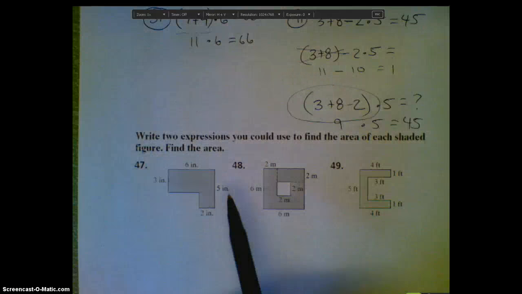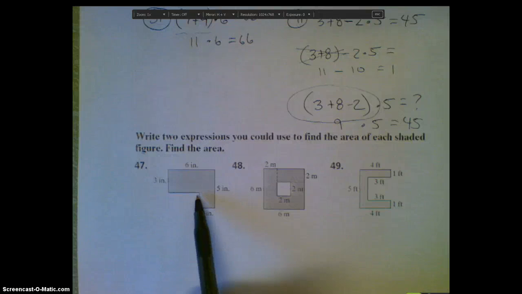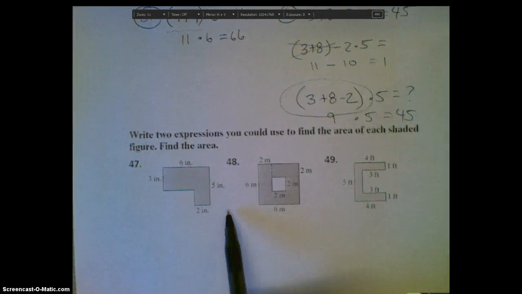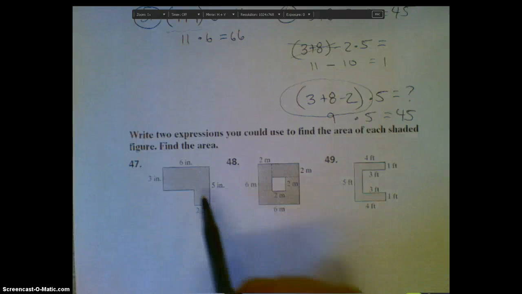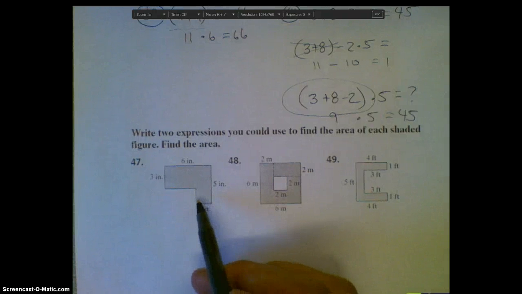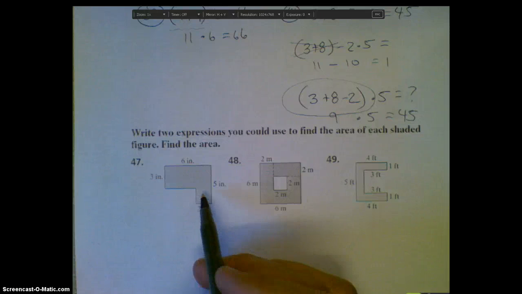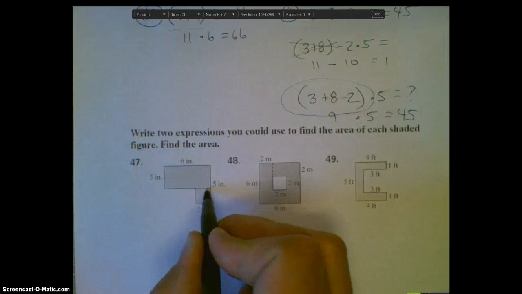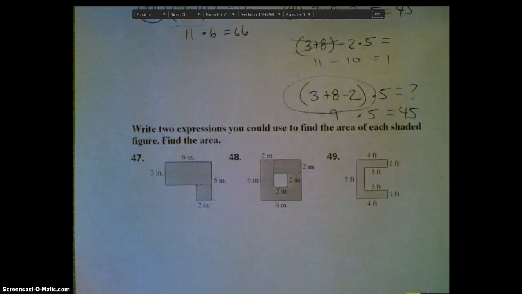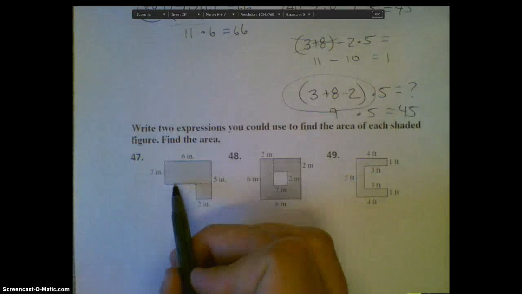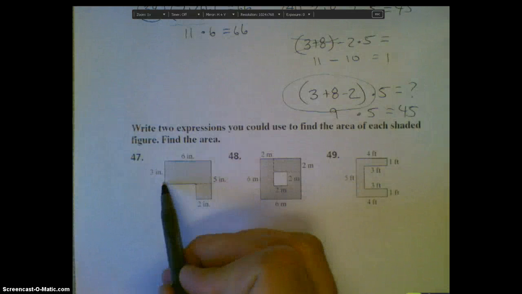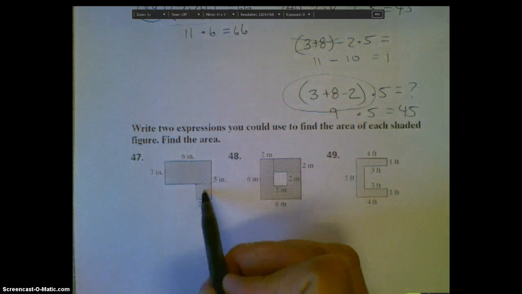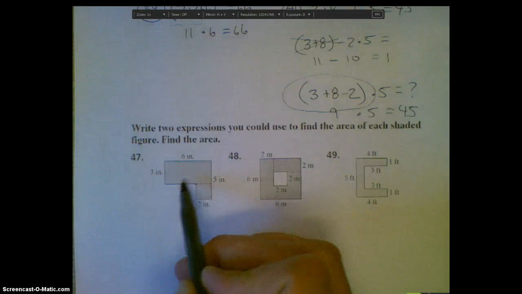Lastly, I've got to figure out the area of irregular shapes. We know area is base times height, but the trick is to figure out what is the base and what is the height. What you have to do is divide these irregular shapes into shapes that we know that we can figure out the area to. So I'm going to divide this one into two different rectangles, this one and this one.